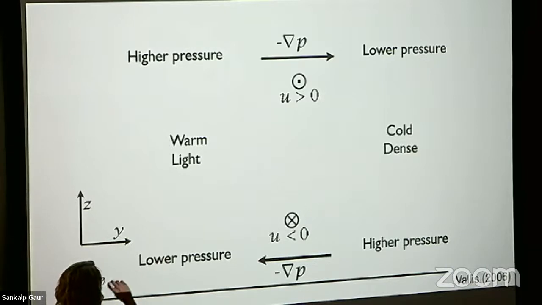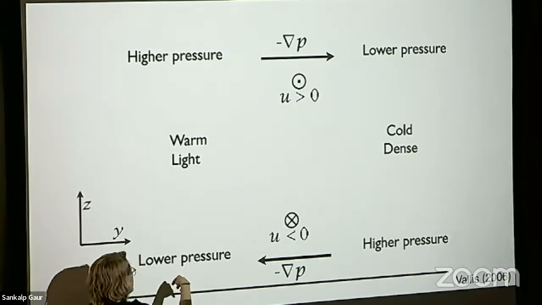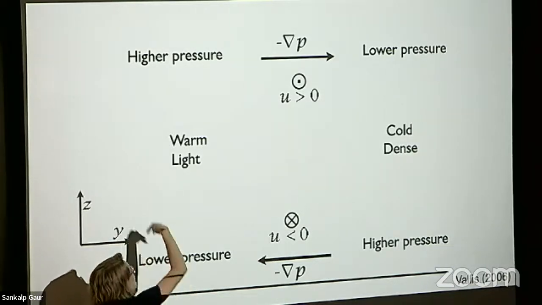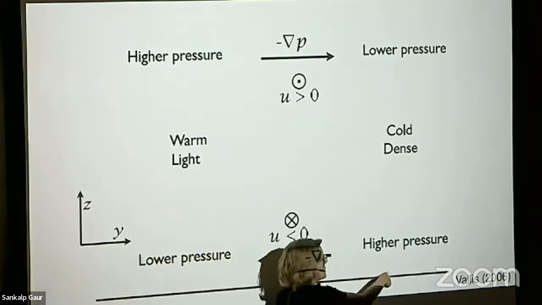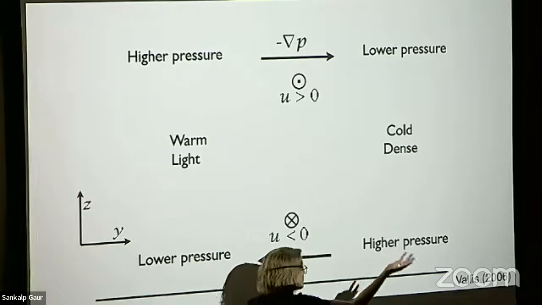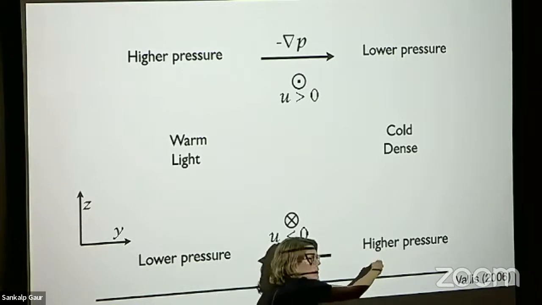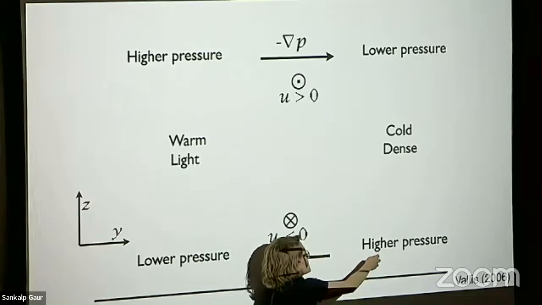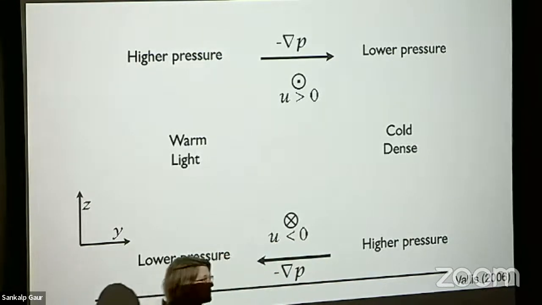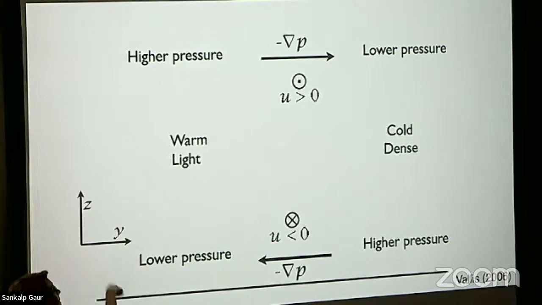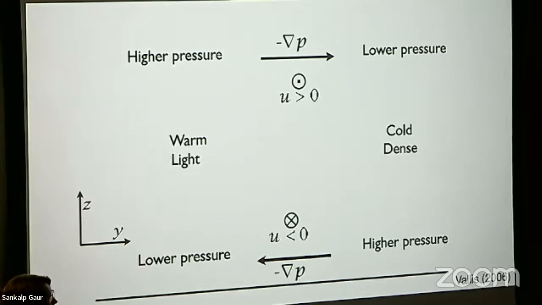So above an anomalously low pressure at the surface, which is connected to warm and light air, there is anomalously higher pressure above, as compared to a region in mid-latitudes, or at the pole, where the most extreme case would be easiest: cold and dense fluid. And so aloft, there's lower pressure relative to that.